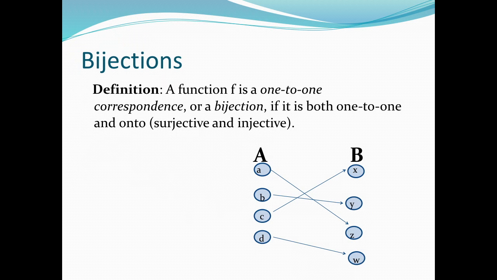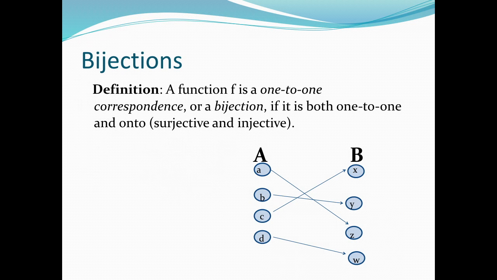Now this is the first part. And the second part is when we say every element in B is mapped by an element from A. So this is what we mean by a bijection. It should satisfy that it is one-to-one from A to B, and it is onto, which means any element in the set B is mapped by an element from the set A.